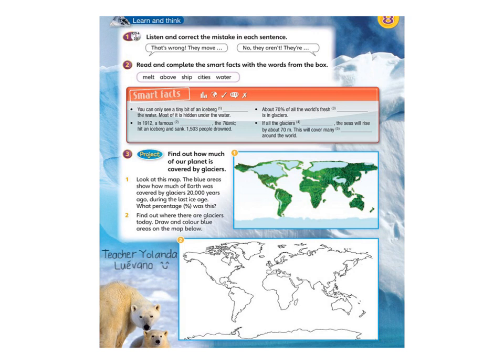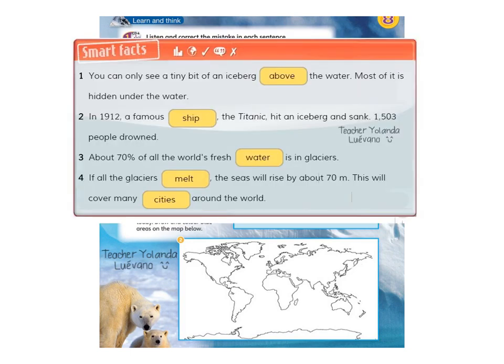This exercise also has to do with glaciers or glaciers, yes? So, let's check it. Our answers should look something like this. Smart facts. You can only see a tiny bit of an iceberg above the water. Most of it is hidden under the water. In 1912, a famous ship, the Titanic, hit an iceberg and sank. 1,503 people drowned. About 70% of all the world's fresh water is in glaciers. If all glaciers melt, the seas will rise about 70 meters. This will cover many cities around the world.